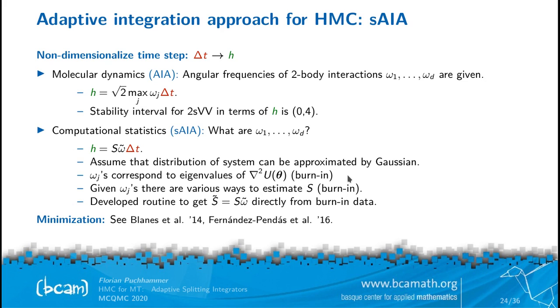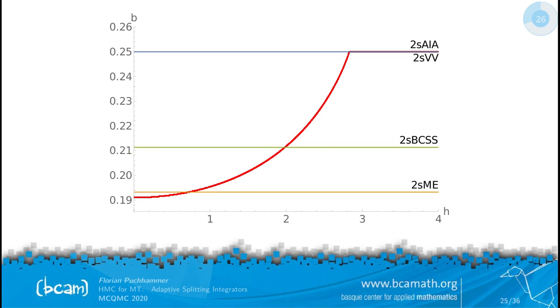However, this first step already might be quite expensive, so what we also did is we developed a routine to estimate this product directly from burn-in data. And finally, for the minimization step of the expected energy error, I put two references here. The first one derives a certain integrator, and this is basically the development of the SAIA algorithm. And this is what it looks like in the end.